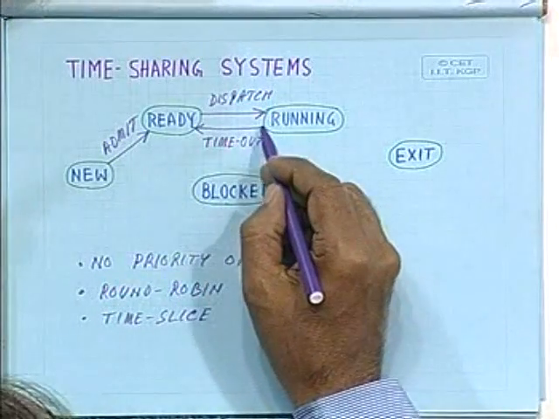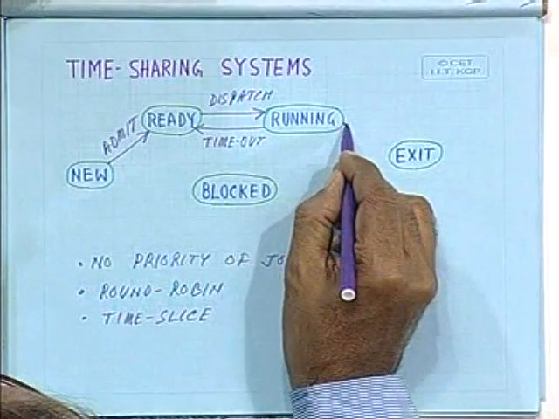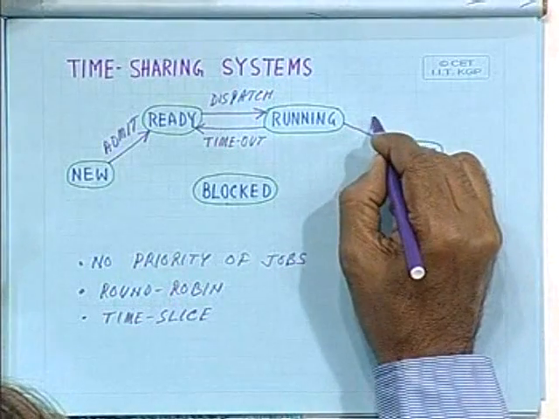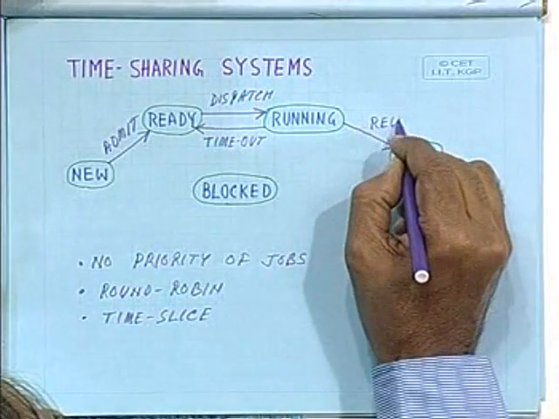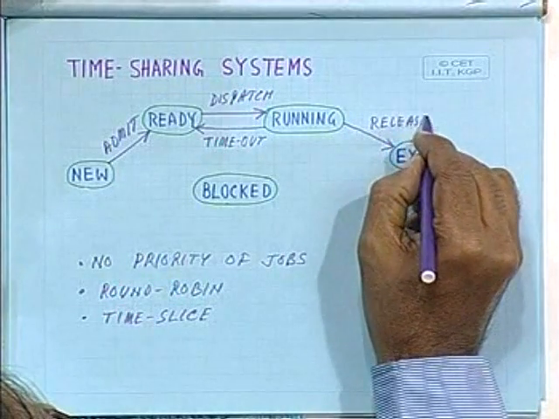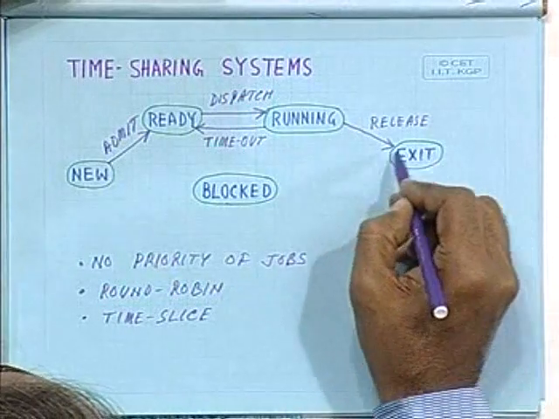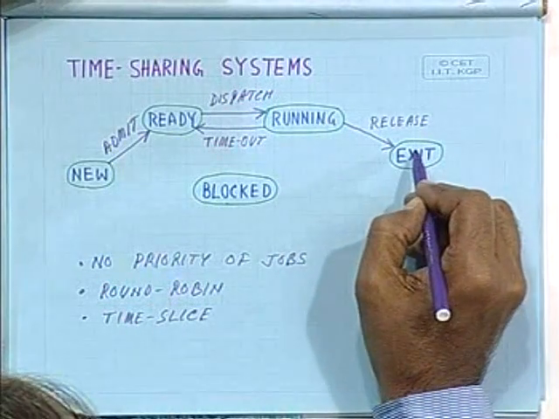So the execution of the job is partially complete. It is not yet fully complete. However, if it is fully complete, the job goes to exit state and it is released. So it goes to exit state. That means the execution is over.